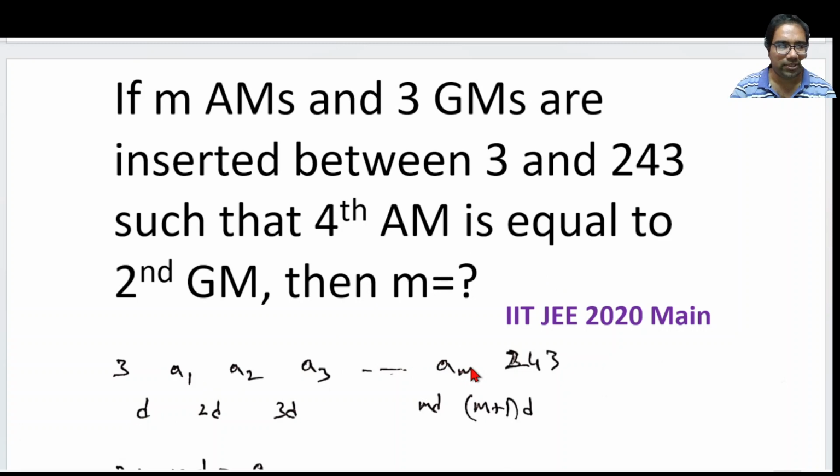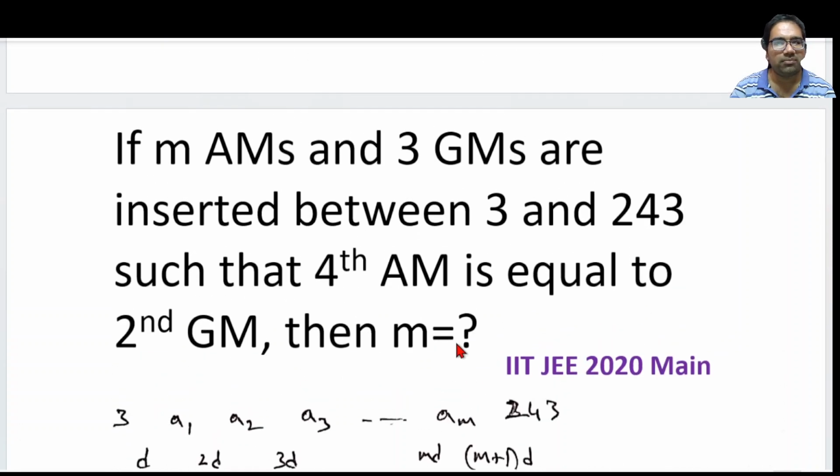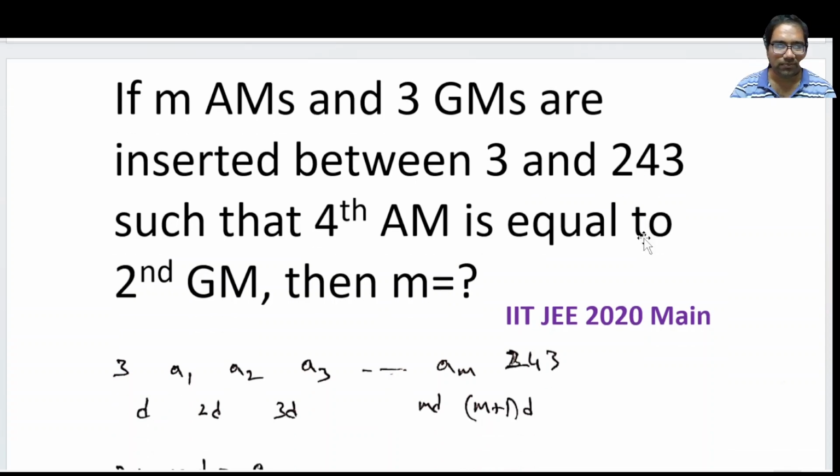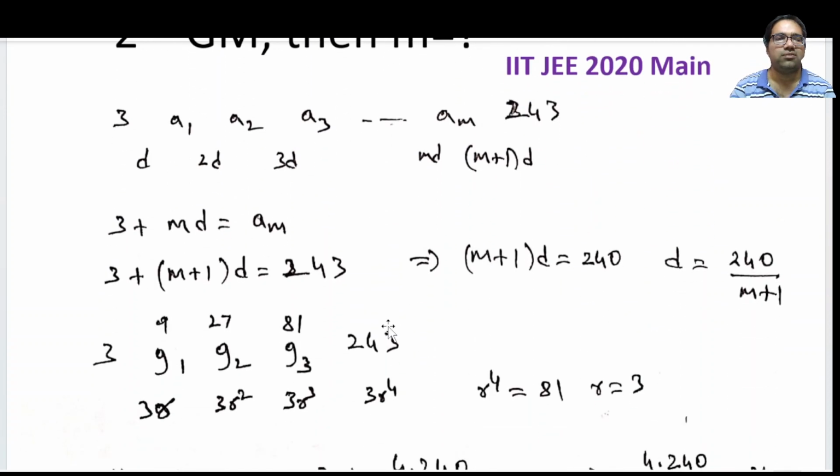Similarly, 3 geometric means. Just by looking at these two numbers, 3 and 243, we should be able to say that all the geometric means are 9, 27, 81. But otherwise also, we should be able to calculate this way.